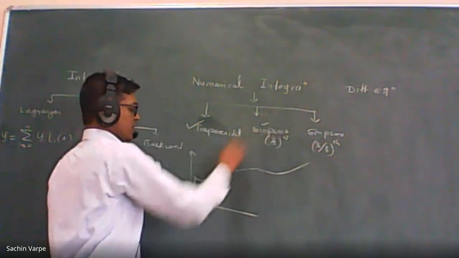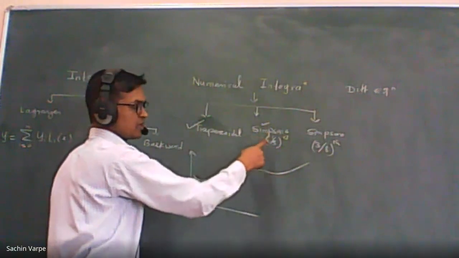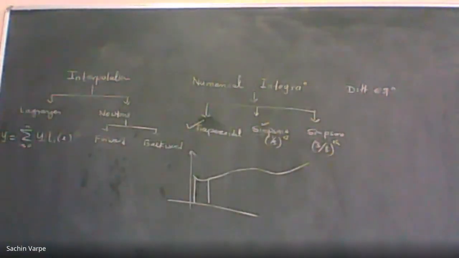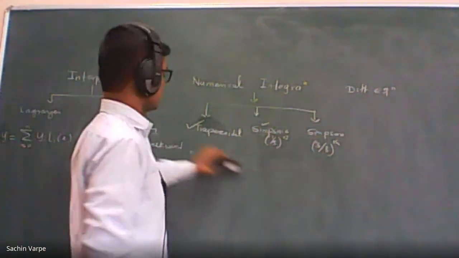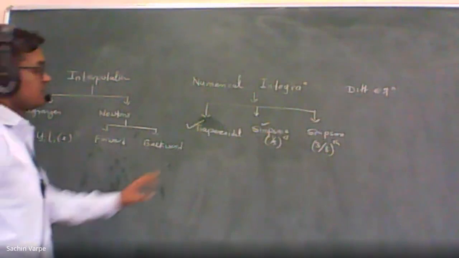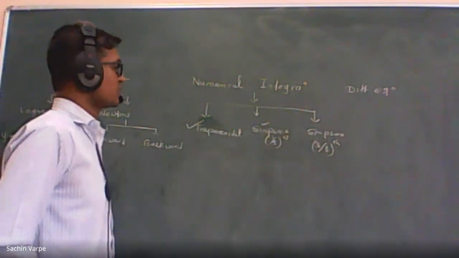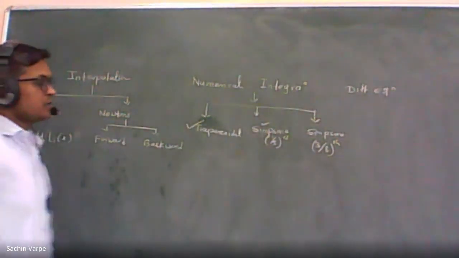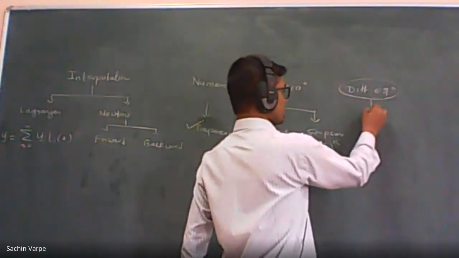In Simpson's, we are approximating that function to a quadratic function, and here in 3/8 we are approximating the same function to higher order functions. So we have three formulas, trapezoidal, Simpson's 1/3 and Simpson's 3/8, to evaluate any complicated integral given, right? Then in the solution of differential equations, we have discussed different techniques.